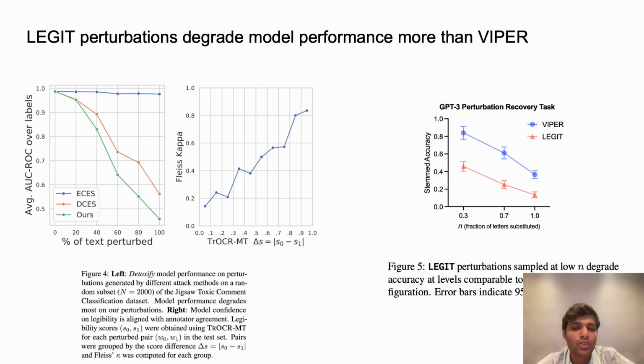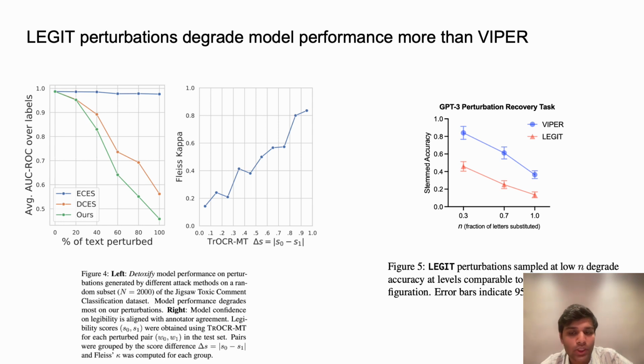Now, in the leftmost chart, we perturbed the Jigsaw toxic comment classification challenge using LEGIT and VIPER, which is another existing attack in the literature. We compared the state-of-the-art model on the Jigsaw toxic comment classification challenge. This model is called Detoxify. We compared the performance of this model on each of these perturbed datasets. And we find that the LEGIT perturbations degrade model performance the most, which is the green line here.